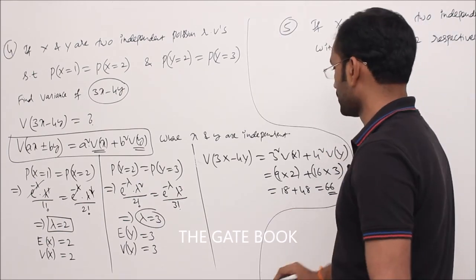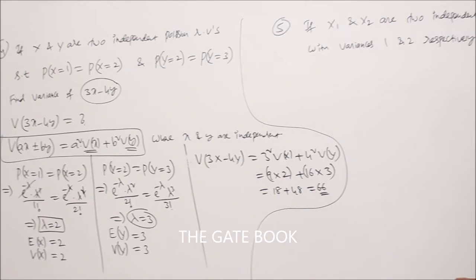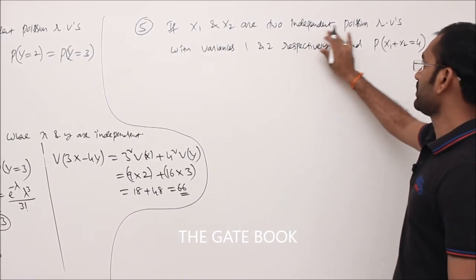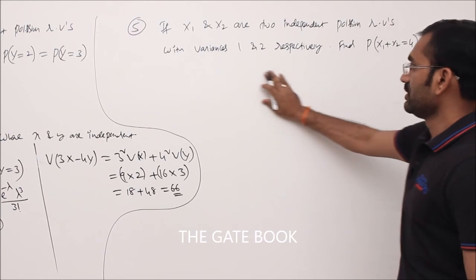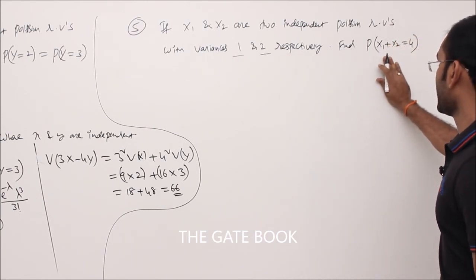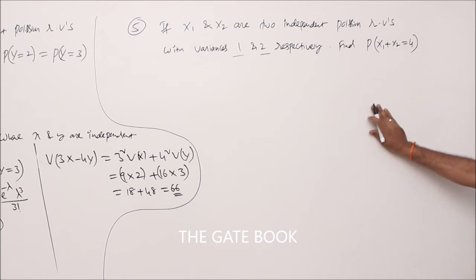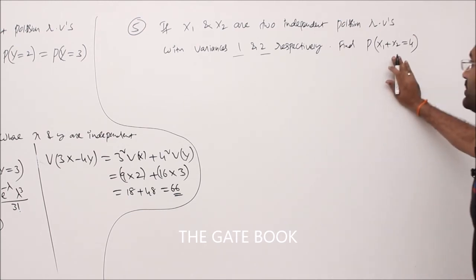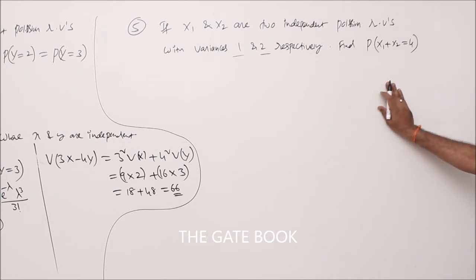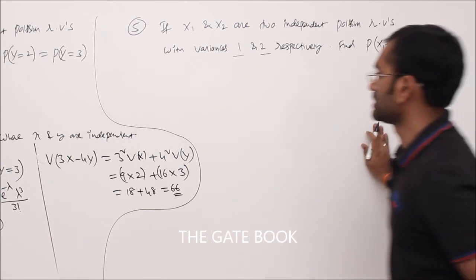Now we'll come to the fifth question. If x1 and x2 are two independent Poisson random variables with variances 1 and 2 respectively, find P of x1 plus x2 is equal to 4. So how to find this probability value? P of x1 plus x2 is equal to 4, given that x1 and x2 are two independent Poisson random variables.